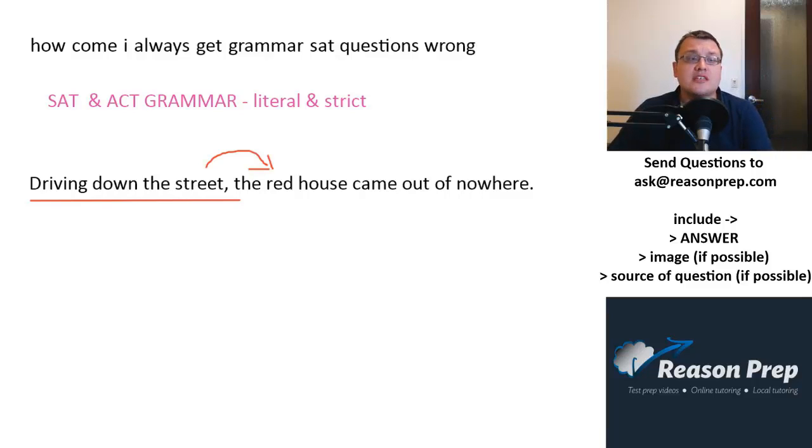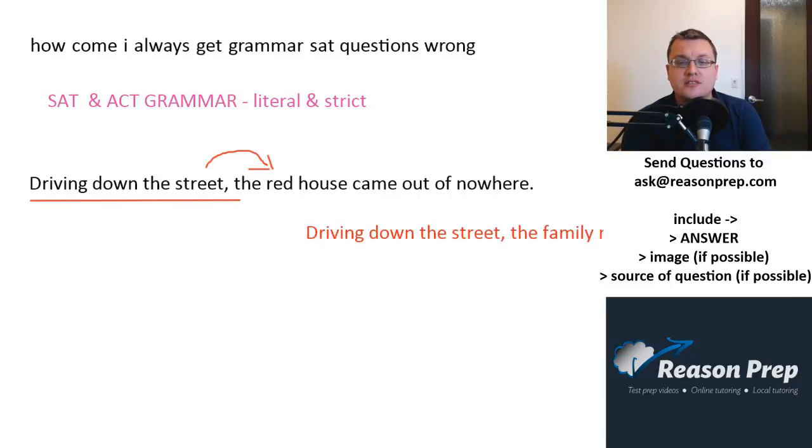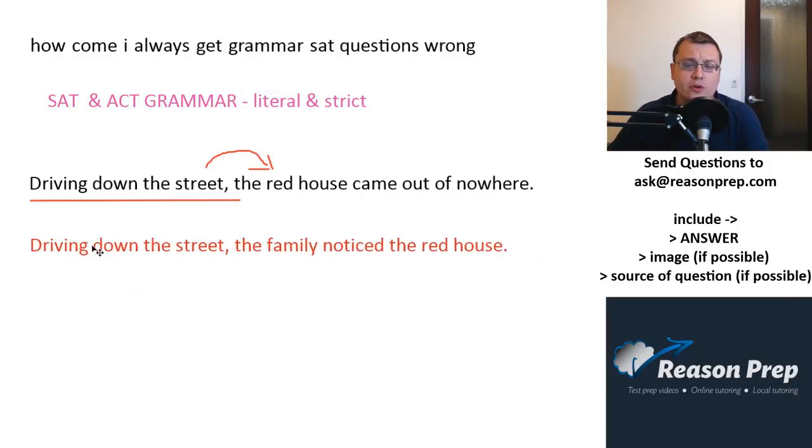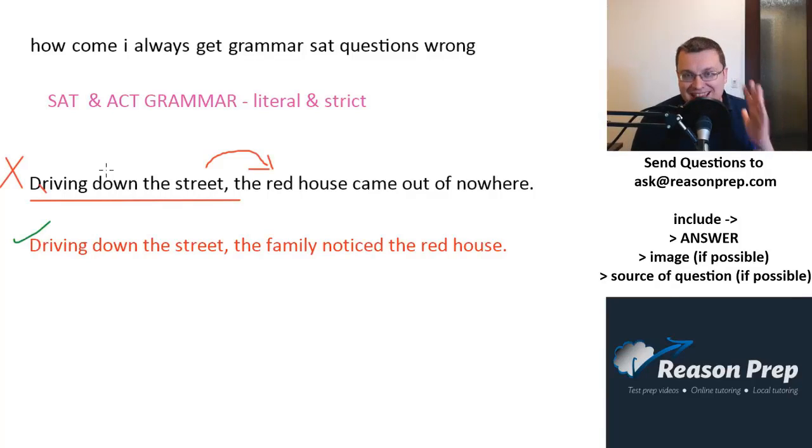So how would we fix this? We would have to say something like this. Driving down the street, the family noticed the red house, or something like that. I mean, I've changed the meaning of the sentence a little bit, but this would be more correct than this. And this is what I mean by, you might read that first sentence and say it's fine, but it's that literal strict sense of the rules that you need to learn.